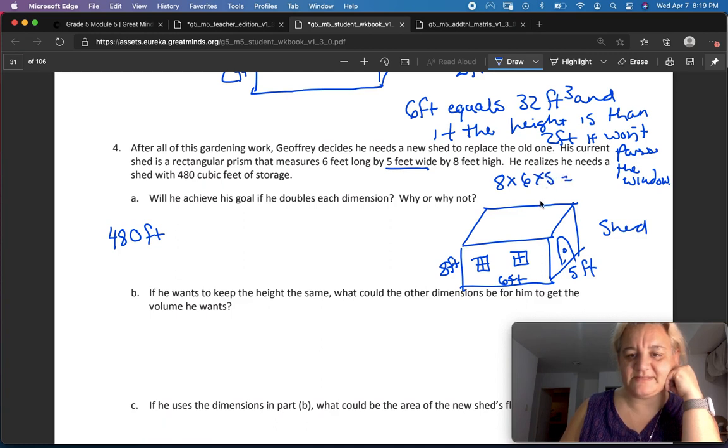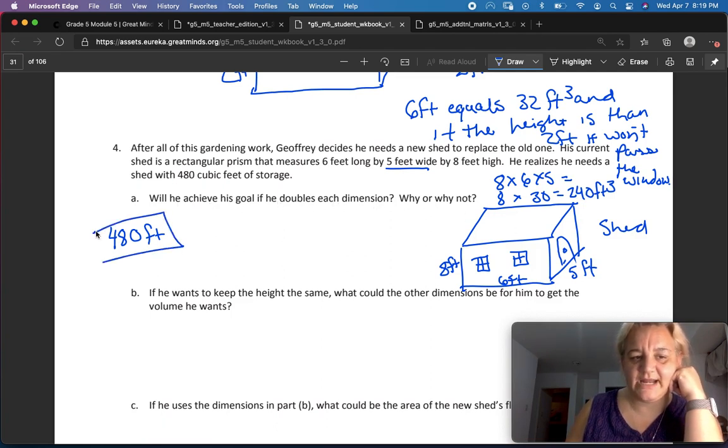Okay, so 5 times 6 is 30. Times 8 would be 240, right? Feet cubed. Will he achieve his goal if he doubles his dimensions? Why or why not? Well, he wants 480 and this is 240.